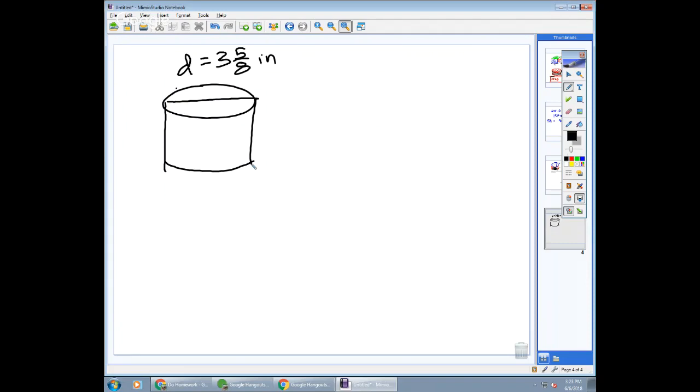A tall tuna can like this. What other cans look like that? A lot of cans instead of beans. Definitely not a bean can. Anyway, so this is 3 inches high.